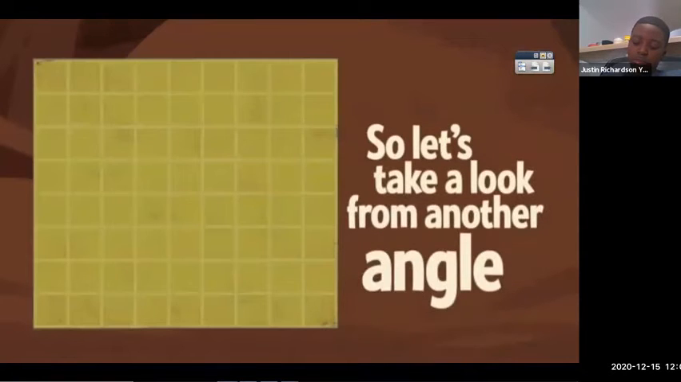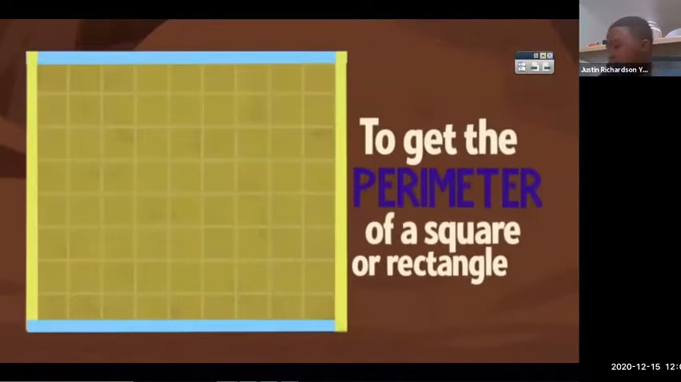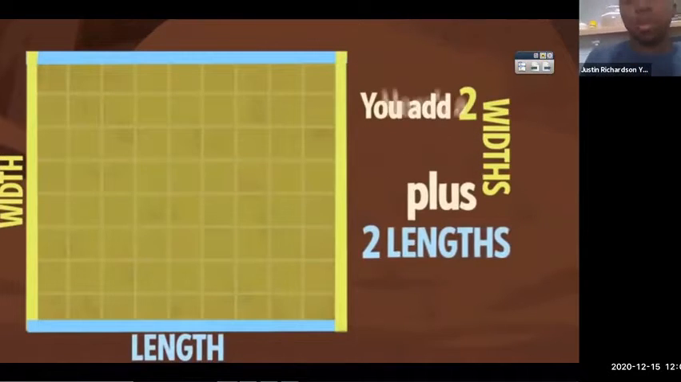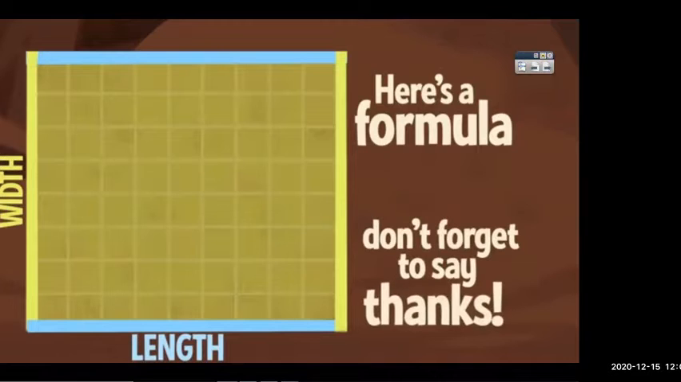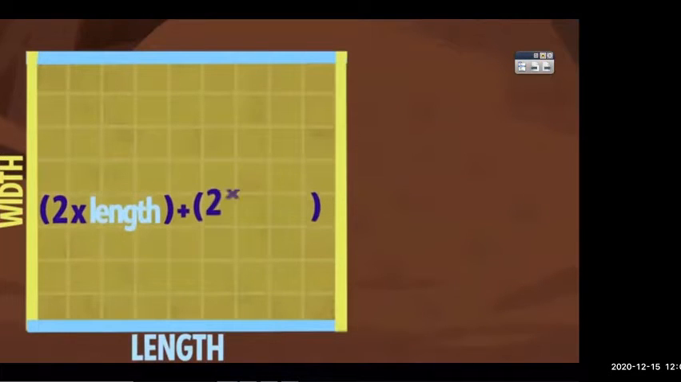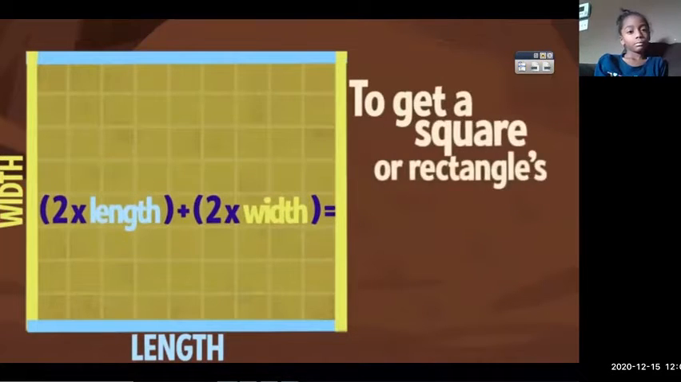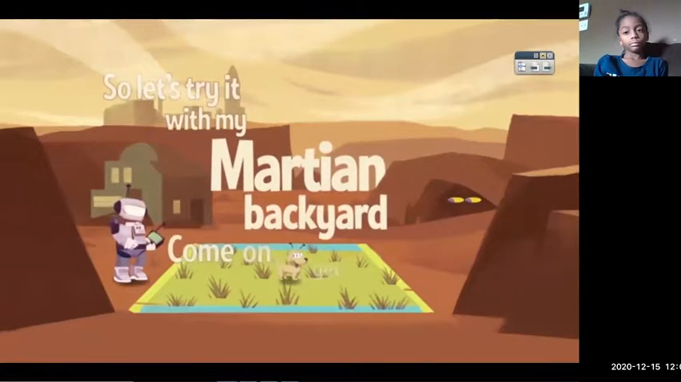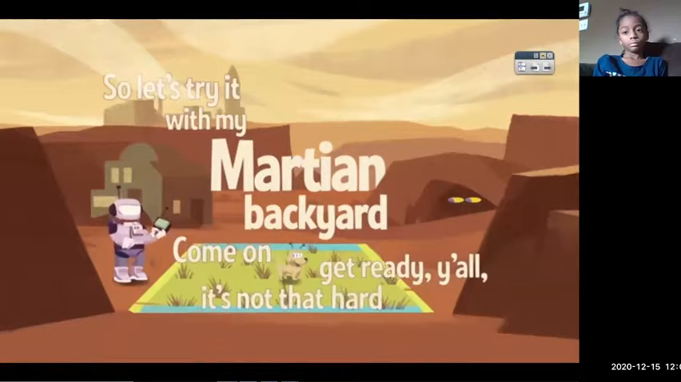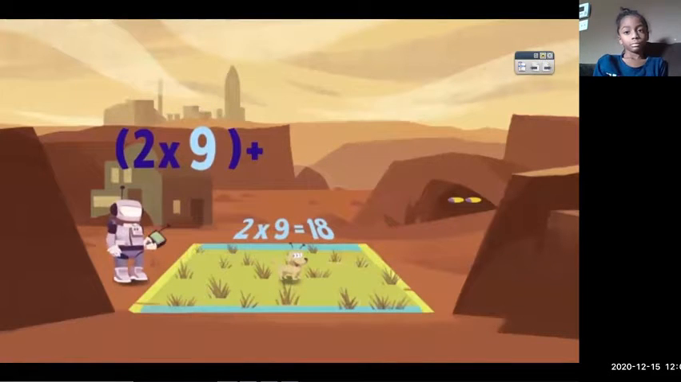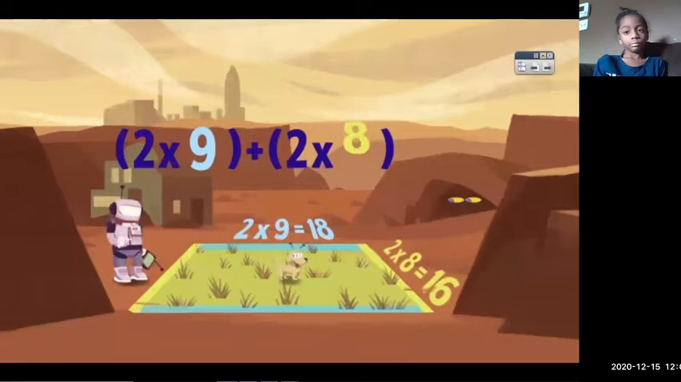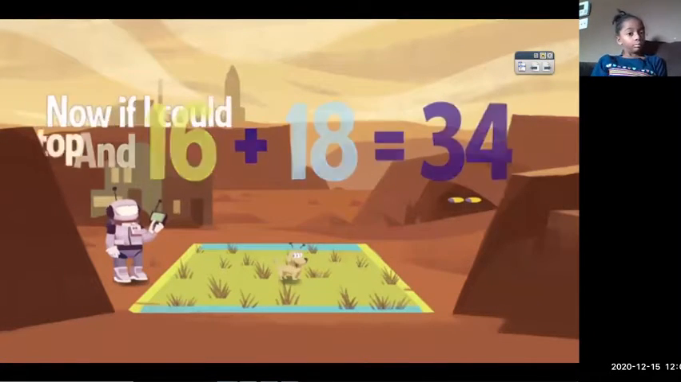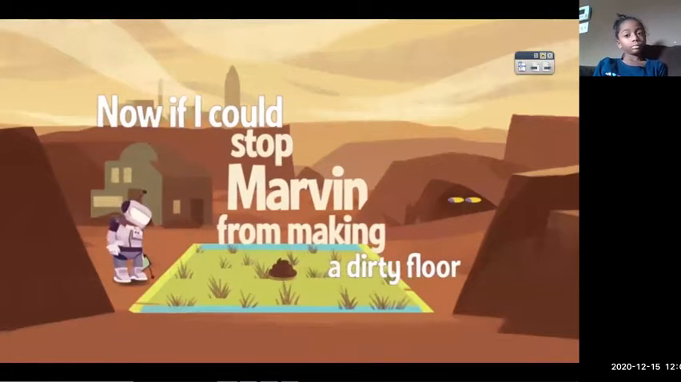So let's take a look from another angle. To get the perimeter of a square or rectangle, you add 2 widths plus 2 lengths. Here's a formula, don't forget to say thanks. 2 times length plus 2 times width to get a square or rectangle's perimeter quick. So let's try it with my Martian backyard. Come on, get ready y'all, it's not that hard. 2 times the length of 9 is 18, and 2 times the width of 8 is 16, and 16 plus 18 is 34.